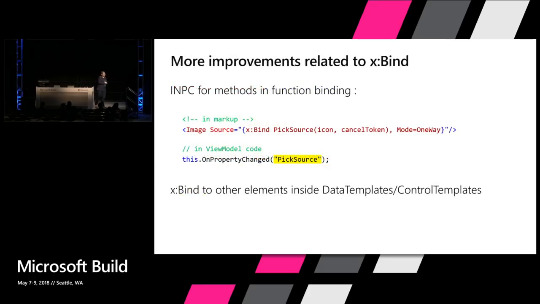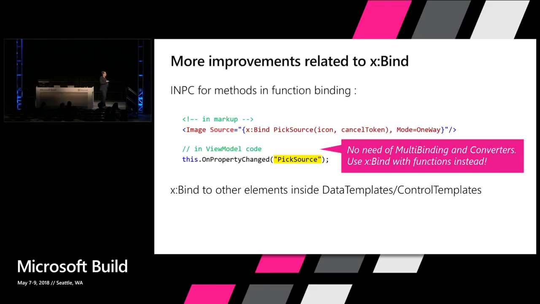We've also added support for notify property change. If you're binding to a method, you can now fire INotifyPropertyChanged to have binding work for those cases as well. That eliminates the need for multi-binding and other converters, so you can just use XBind with functions to meet those needs. And the last point I wanted to make is that we're going to have automatic null checks for all XBind use cases. So some of those gnarly surprise crashes will hopefully go away and make it a lot more usable and easy for you.